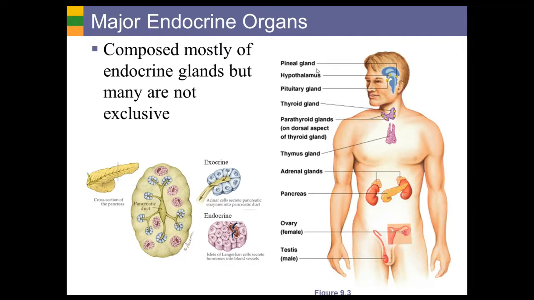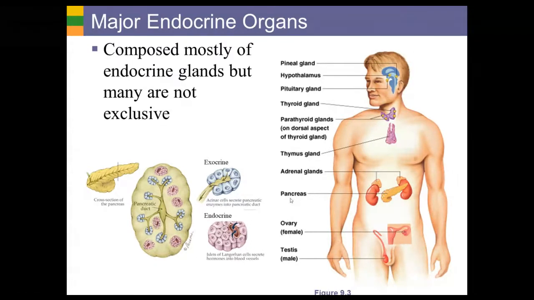In this figure here, you see all these different glands that are endocrine organs, like the pineal gland, the hypothalamus, pituitary gland, thyroid, parathyroid, thymus, adrenal glands, pancreas, ovary, and testes. These are all endocrine organs. They produce major hormones. However, notice that many of them also have other functions, and they're part of other organ systems. For example, ovaries and testes produce the sex hormones. They're part of the endocrine system.